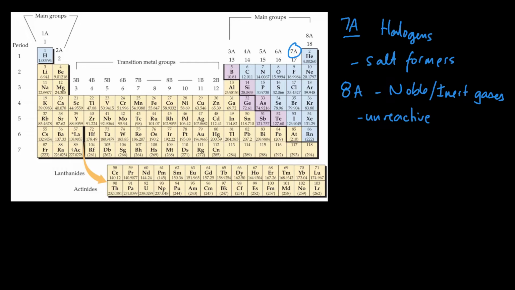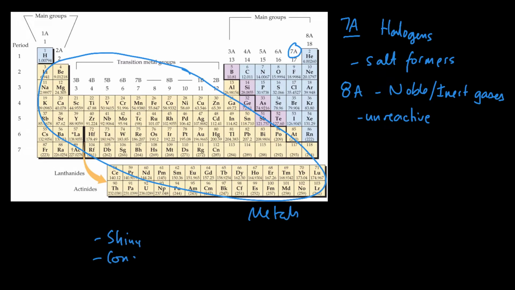We can also look at some other things with the periodic table. We see that the whole left-hand side of the periodic table, with just a few exceptions, consists of metals. And metals are things that are shiny and conductive in terms of both heat and electricity. They're malleable. They can be sort of beaten out to make sheets. They're ductile. They can be pulled through narrow openings to make wire.